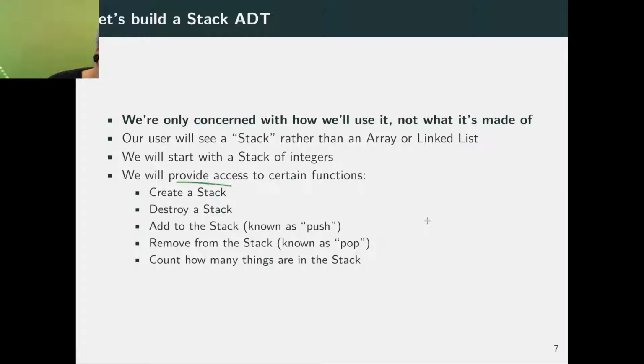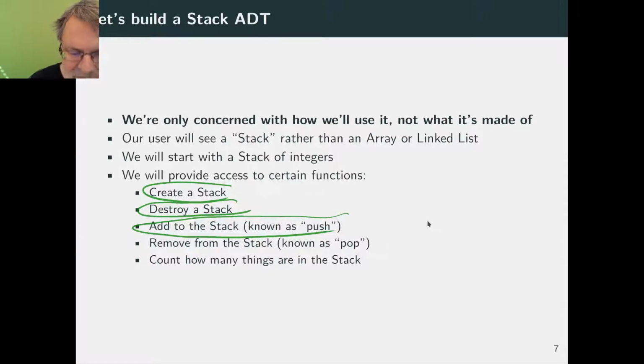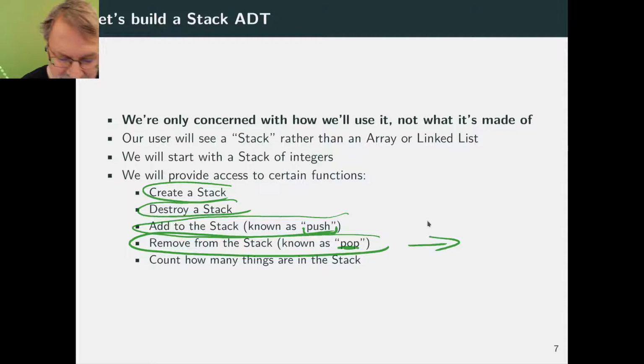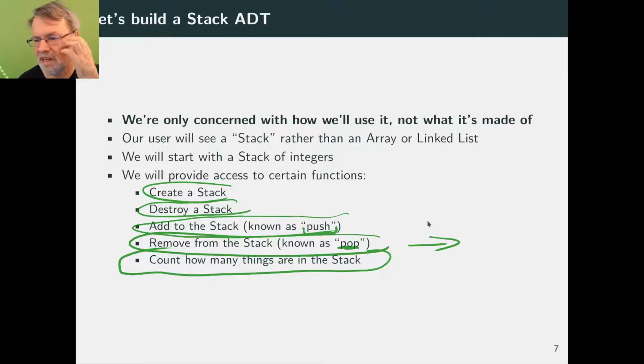We can say there's an operation that creates a stack, takes no inputs, gives me a stack. We can say there's an operation to destroy a stack. We can say there's an operation to put one thing on top of the stack. This is pretty universally known as pushing to a stack. We can say there's an operation to remove one thing from a stack. That's called pop, and that would normally remove the item from the stack, and we can add perhaps an operation to count how many things are in the stack.